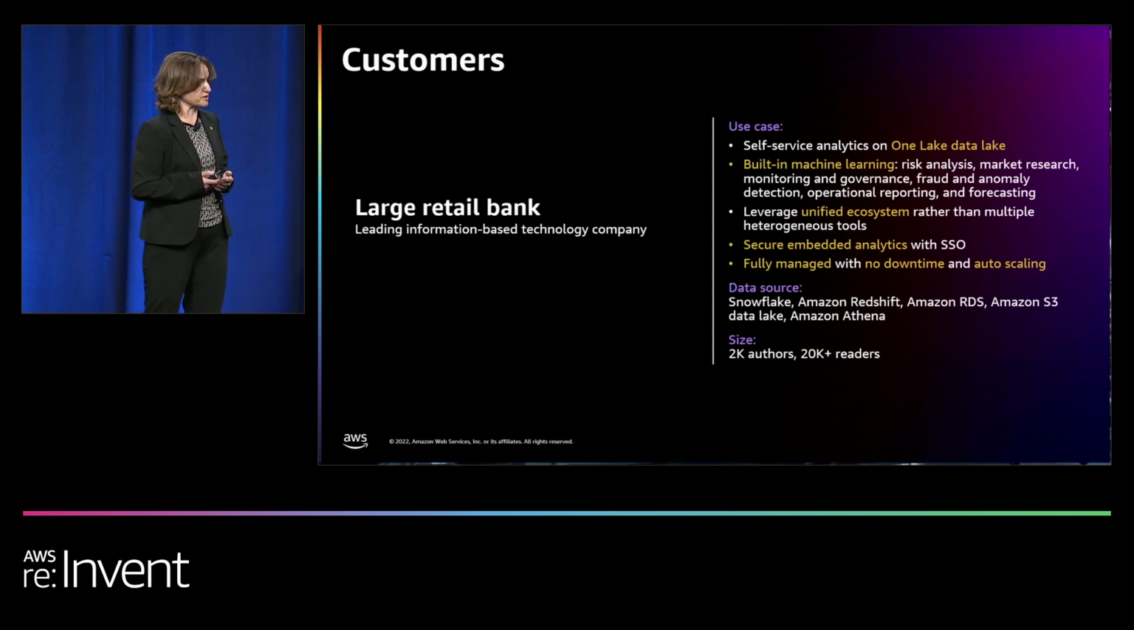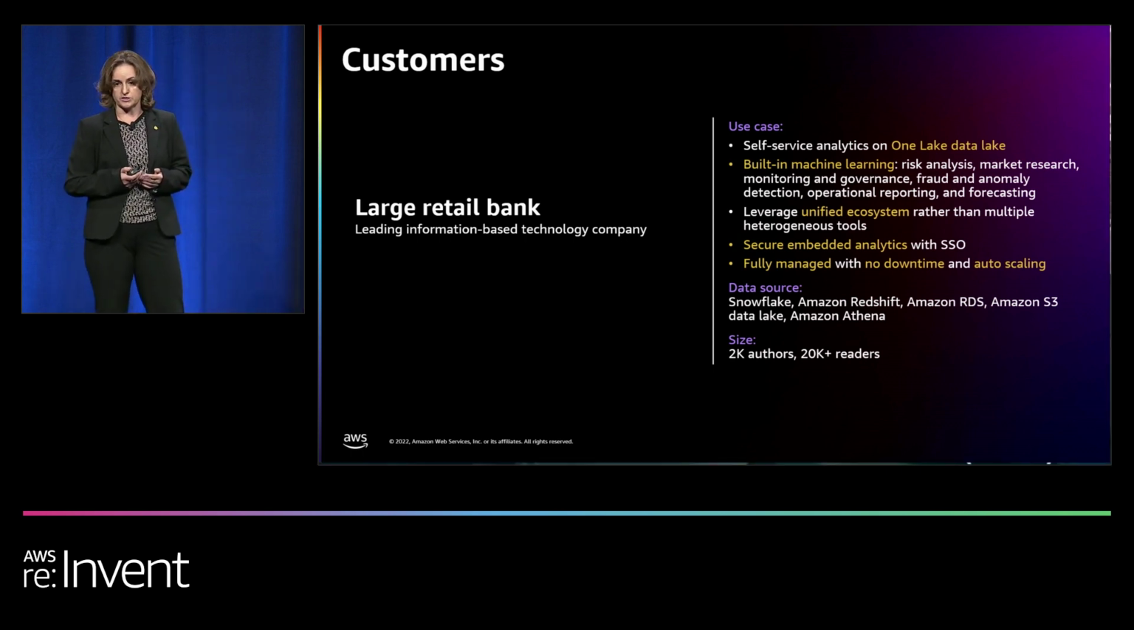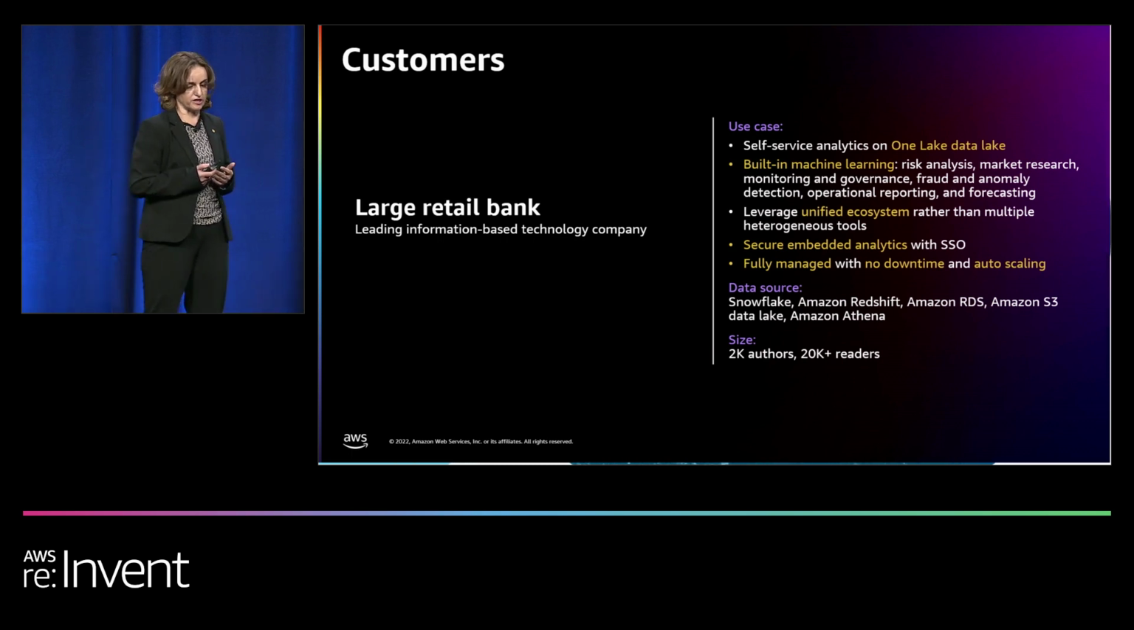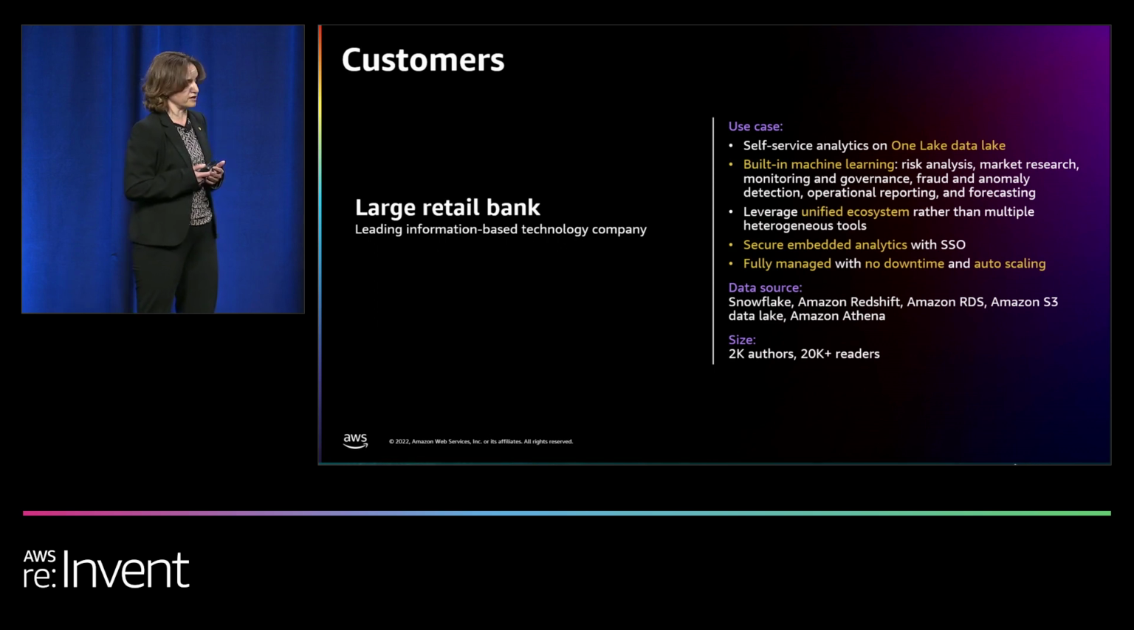Also, with Amazon QuickSight built-in machine learning capabilities, they perform risk analysis, market research, monitoring and governance, fraud and anomaly detection, operational reporting, and forecasting.